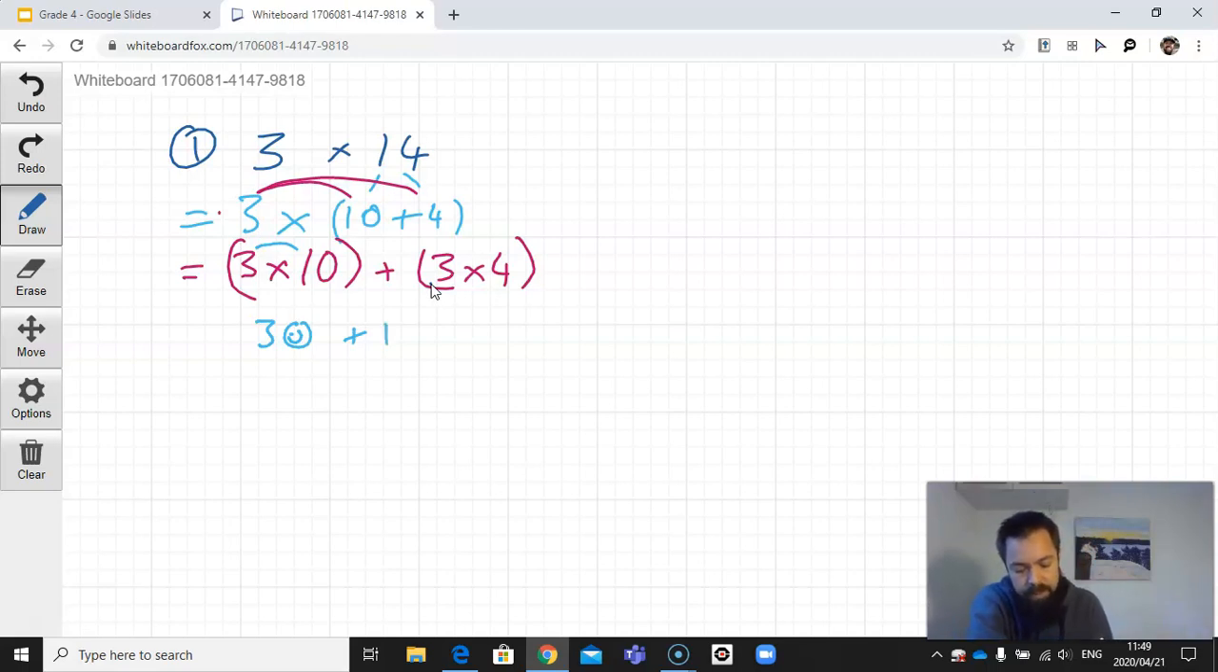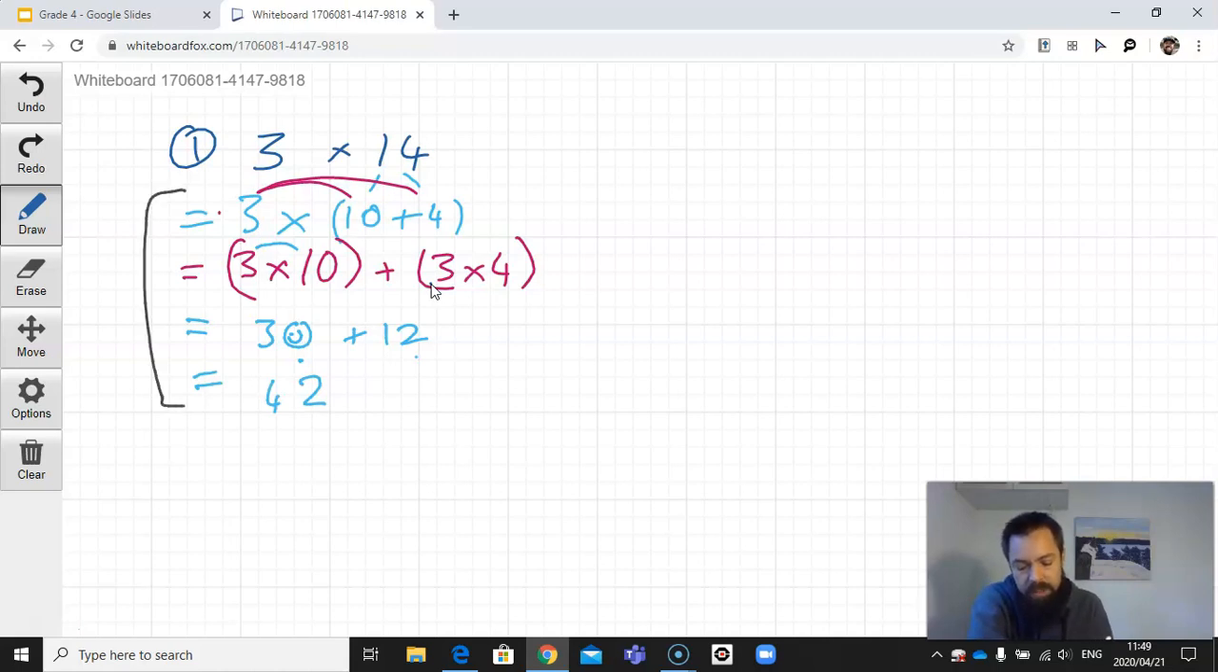And 3 times 4, if your times tables are doing okay, would be 12. Adding 30 and 12 together is fairly easy. 0 plus 2 is 2. 3 plus 1 is 4. And there's my final answer.